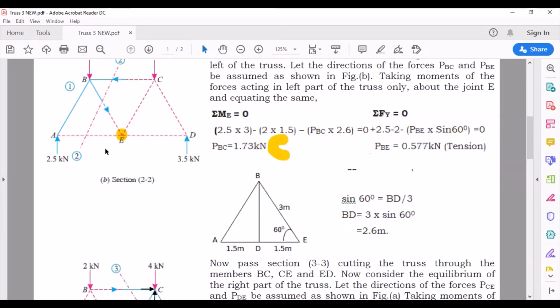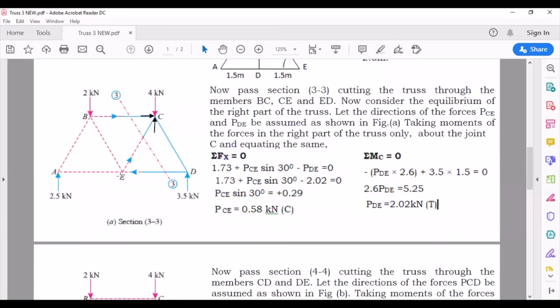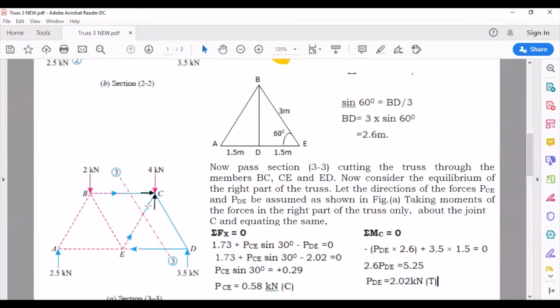Again, what I am interested in is calculating some more member forces, CE and ED. Next, I will consider a section which will be cutting the three member forces BC, EC, and ED.